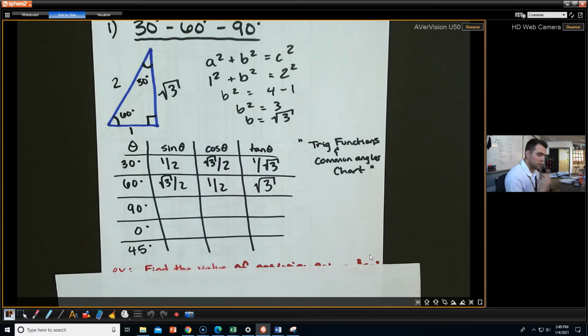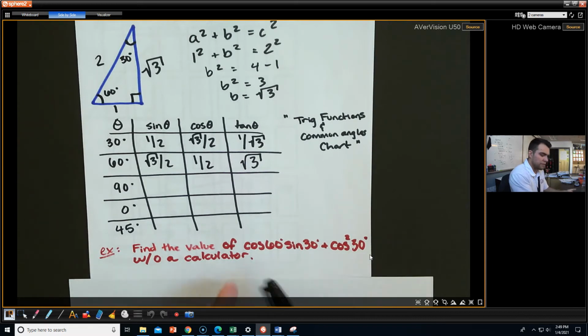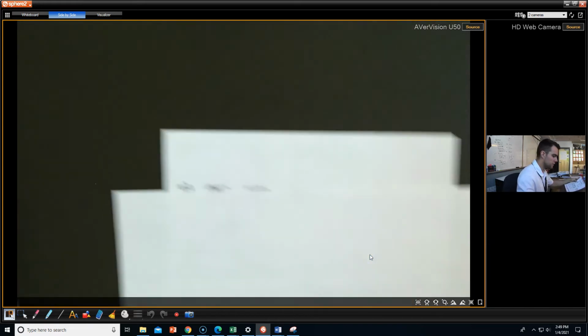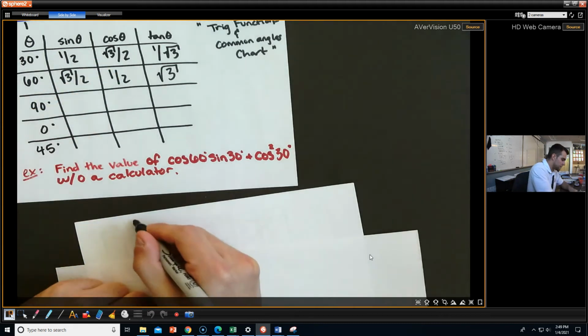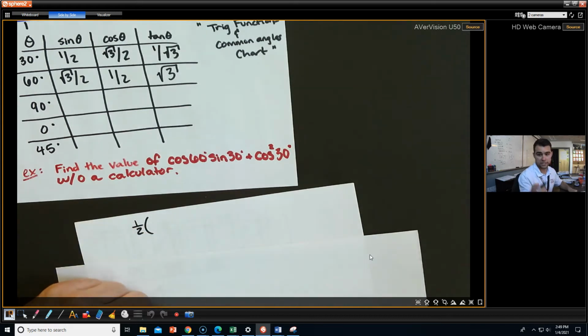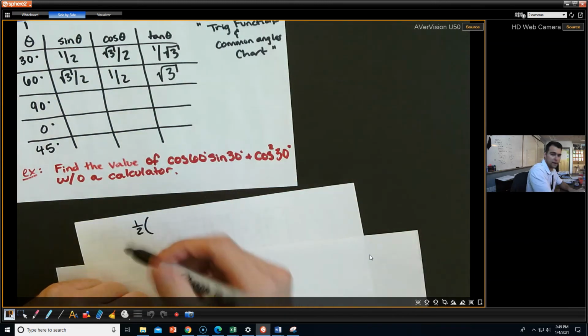All right. With 30, 60, 90 degree triangles, let's find the value of cosine 60 degrees times sine 30 degrees plus cosine squared of 30 degrees. We're going to do it without a calculator and see what we get. Spoiler alert, 45 degrees will be incoming soon. Okay, so let's take a look at this guy. Again, we know cosine 60 degrees based off our chart is just 1/2. I also know that sine of 30 degrees, just by looking at my chart, is also 1/2. That's kind of nice.